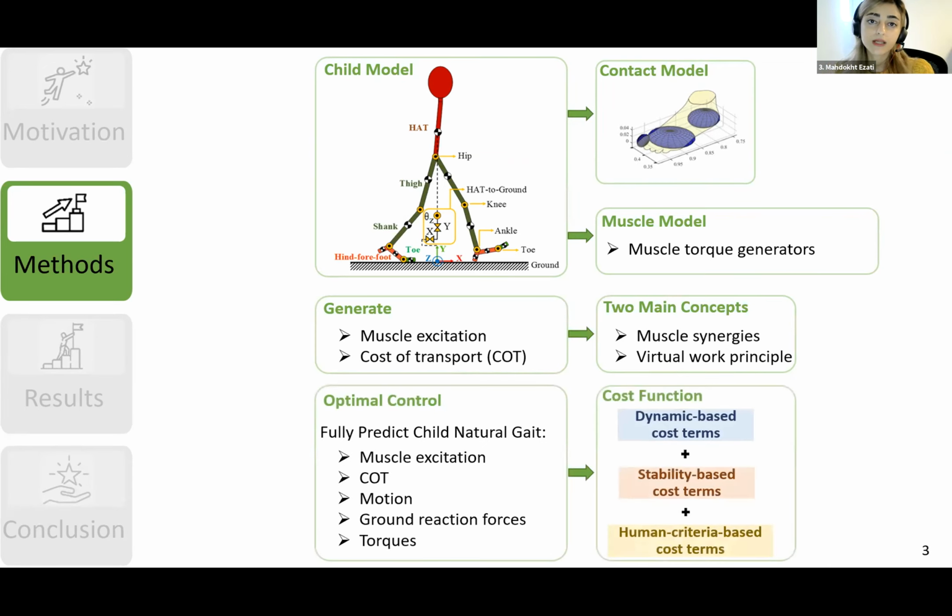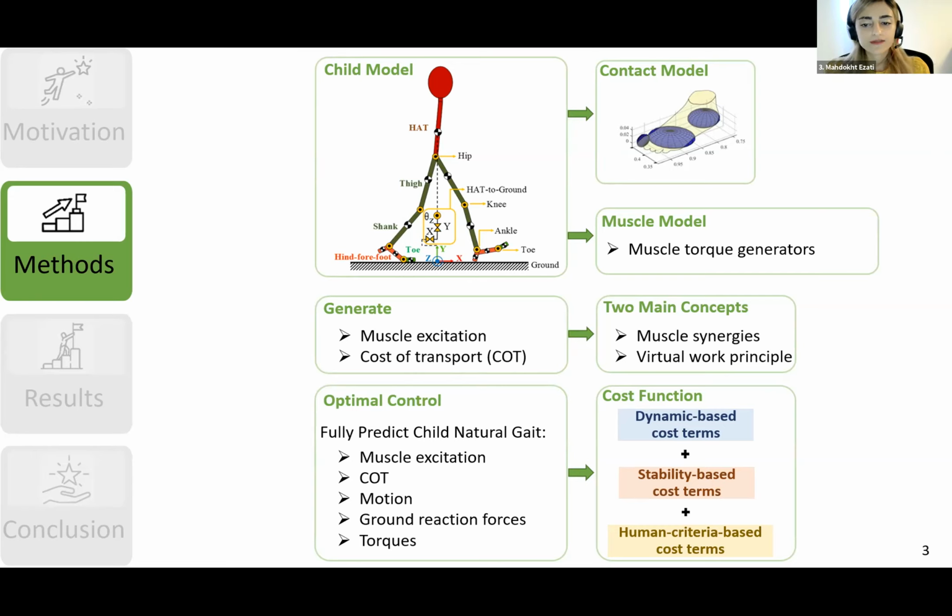And in order to develop the predictive gait simulation for children, we used optimal control and we fully predicted child natural gait without tracking the experimental data. So we could predict muscle excitations, cost of transport, joint angles, joint torques, and ground reaction forces for child natural gait without tracking the experimental data.